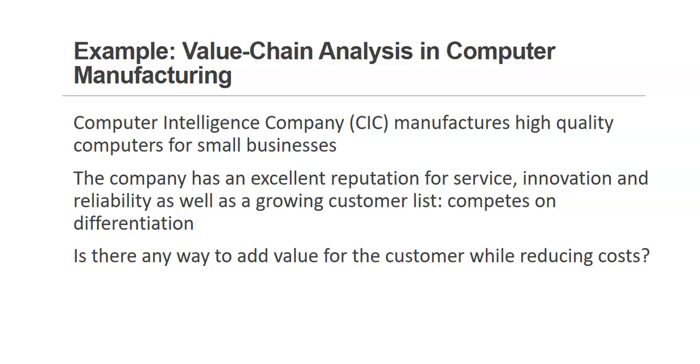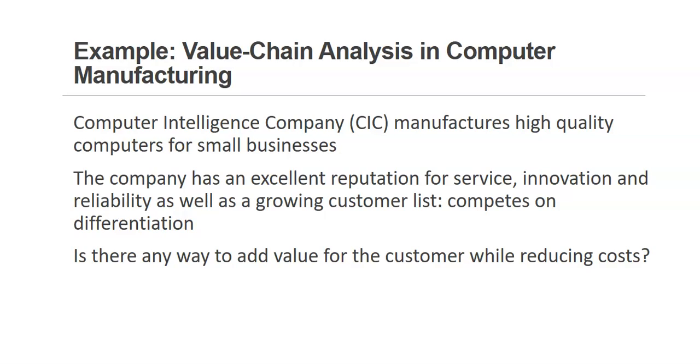This is an example of how value chain analysis can work in computer manufacturing. This company from your textbook, Computer Intelligent Company, manufactures computers for small businesses. They have an excellent reputation for service, innovation, and reliability. They have a growing customer list. They compete on differentiation, which means that they have loyal customers who are willing to pay extra for their service.